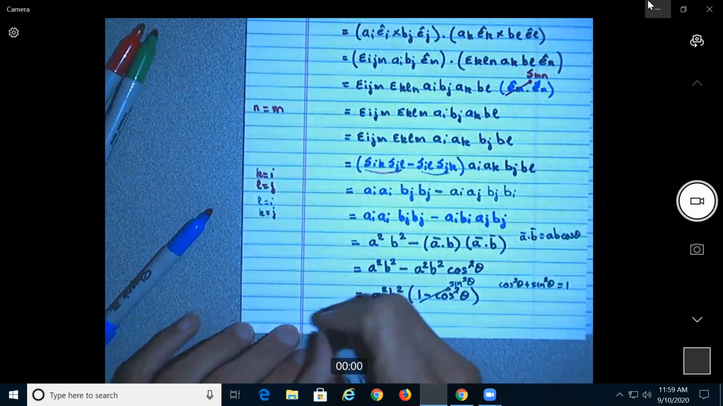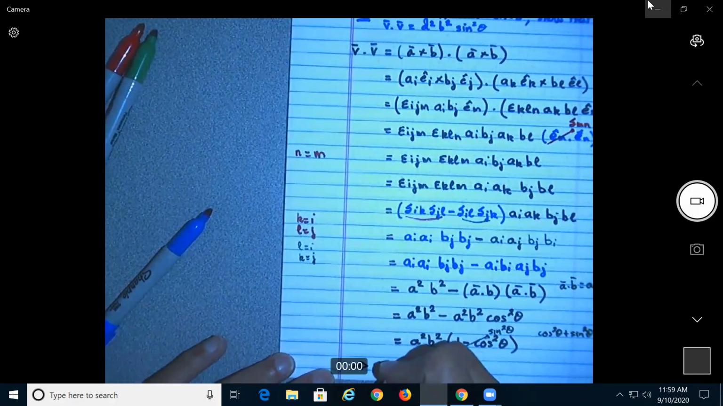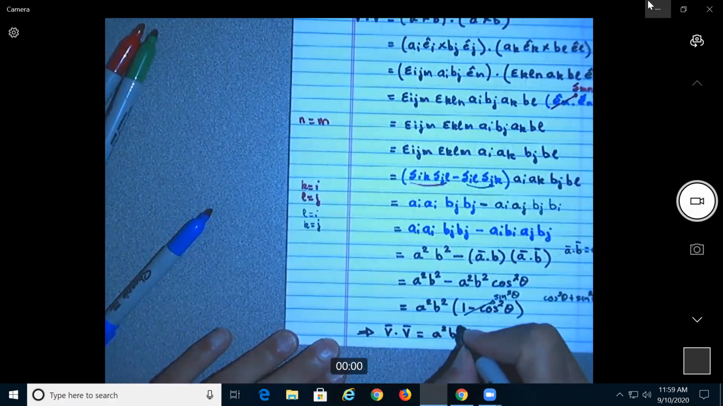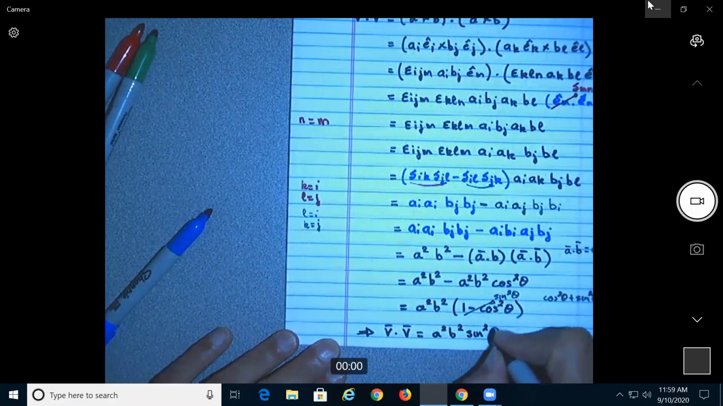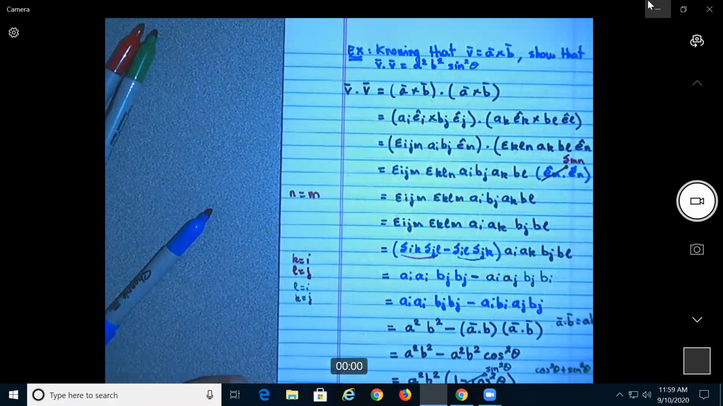So basically at the end, what we have is that V dot V of a vector is equal to A squared B squared sine squared of the angle, which is what was requested from us. Okay?